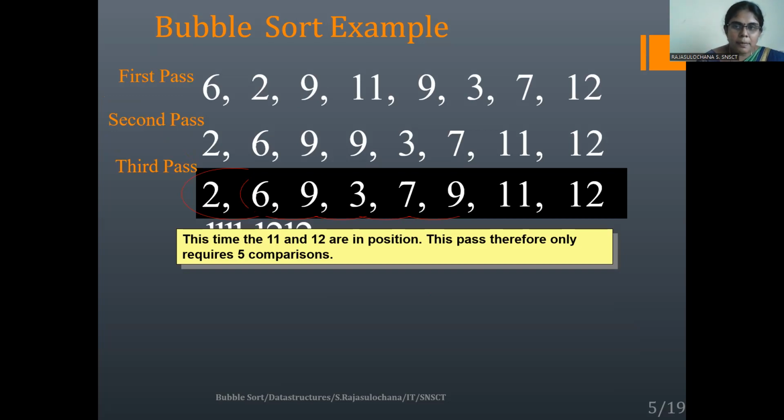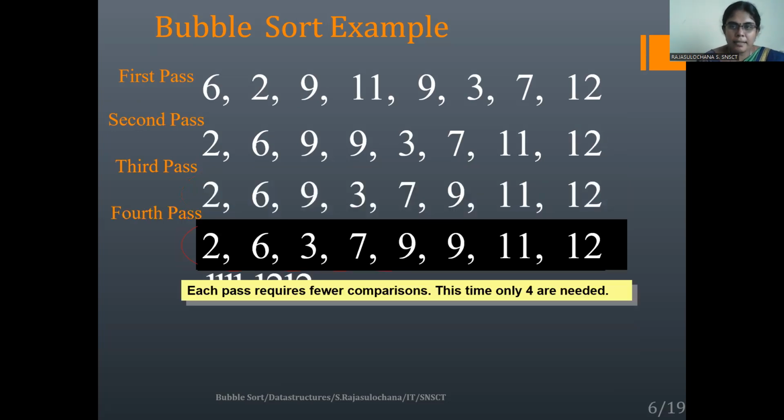Now again, the third pass, the same process is continued. 2 and 6, no swap. Similarly, 6 and 9, no swap is required. 9 and 3, they are swapped. Again, 9 and 7, they are swapped. 9 and 9, no swapping is required. 9 and 11, no swapping is required. 11 and 12, no swapping is required. So the end of the third pass will be like this.